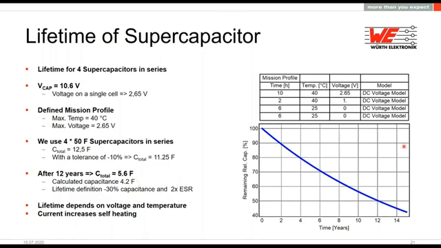So with this diagram, this is our mission profile, and this is the remaining capacitance. And you see after 12 years, I lose 50% of capacitance, and as I said, still enough to supply our application. And lifetime depends on voltage and temperature, and the current is increasing the self-heating, so self-heating leads to temperature. So this is included in the temperature when we look at the lifetime.